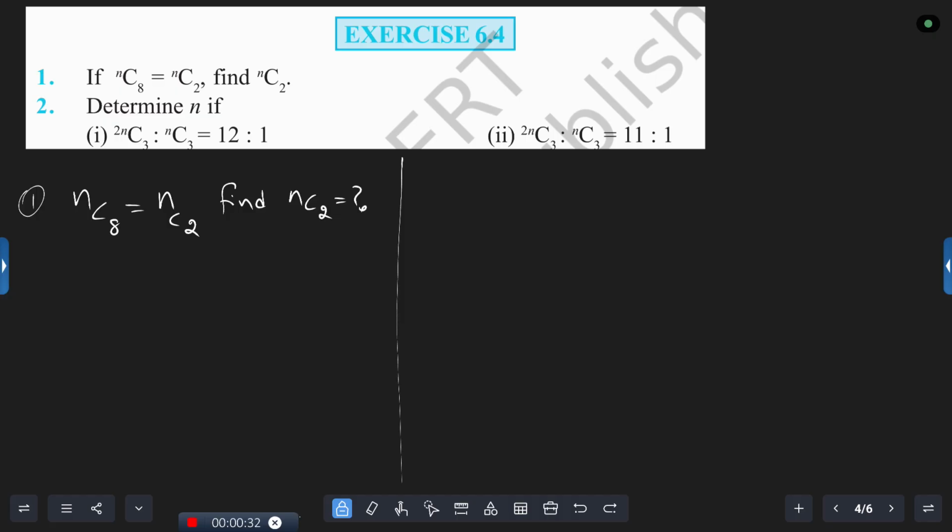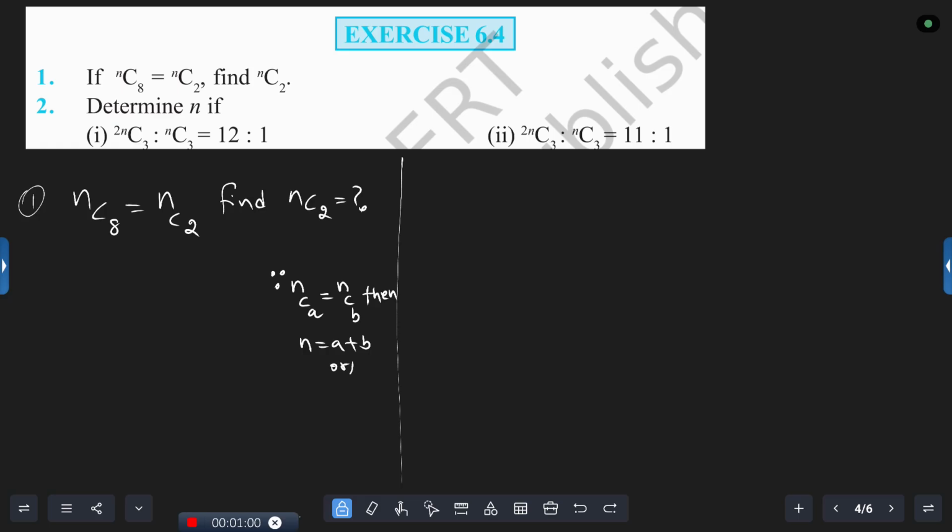So there is a formula for us: NCA equal to NCB. Then I said two conditions: either A equal to B or N is equal to A plus B. Here these two are not equal. So what is the next step? N equal to A plus B only will become. Am I right? So this is what we can follow.